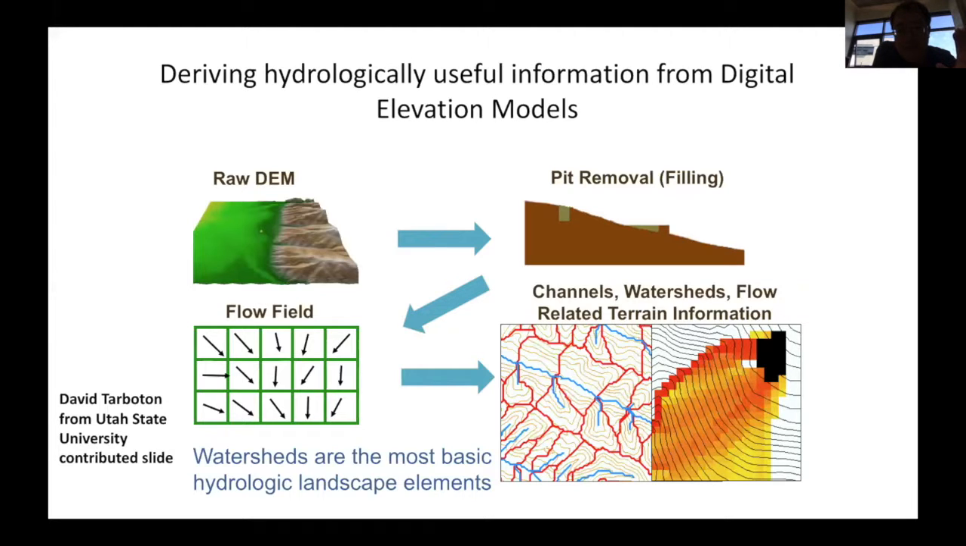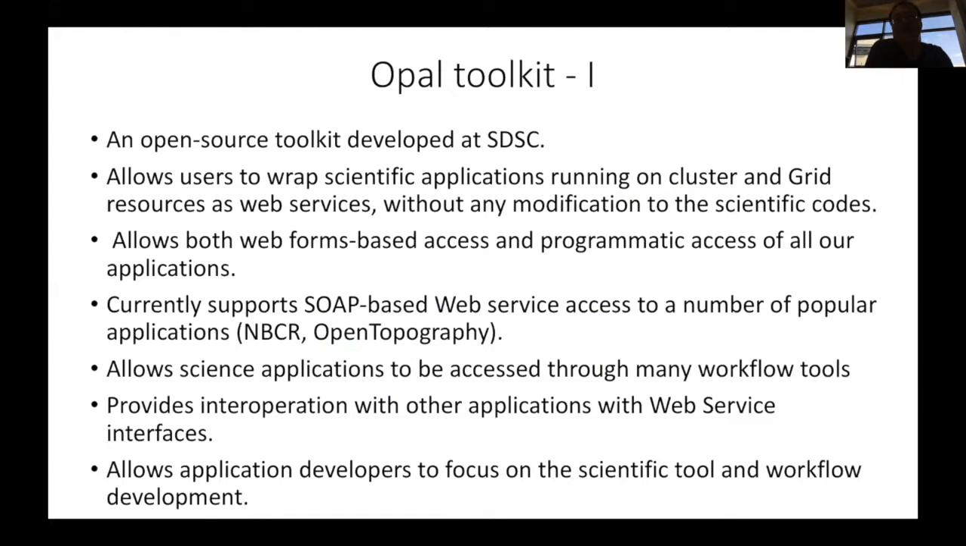The path taken by flow-related terrain information, and such things as watershed and stream network. Now, OT is taking this kind of model provided by TauDM. Okay, this Opal toolkit, we're going to use as the OpenTopography middleware.